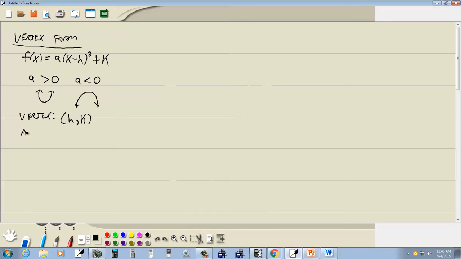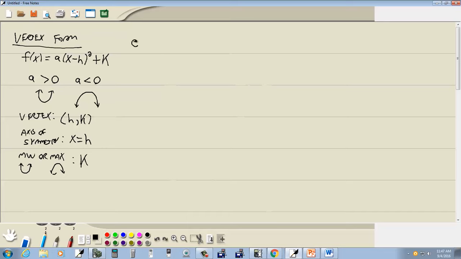Now we have something called the axis of symmetry. And the axis of symmetry is x is equal to h. And then you either have a min or max. You won't have both. If your graph opens up, you'll have a min. If your graph opens down, you'll have a max. And this will be equal to k.